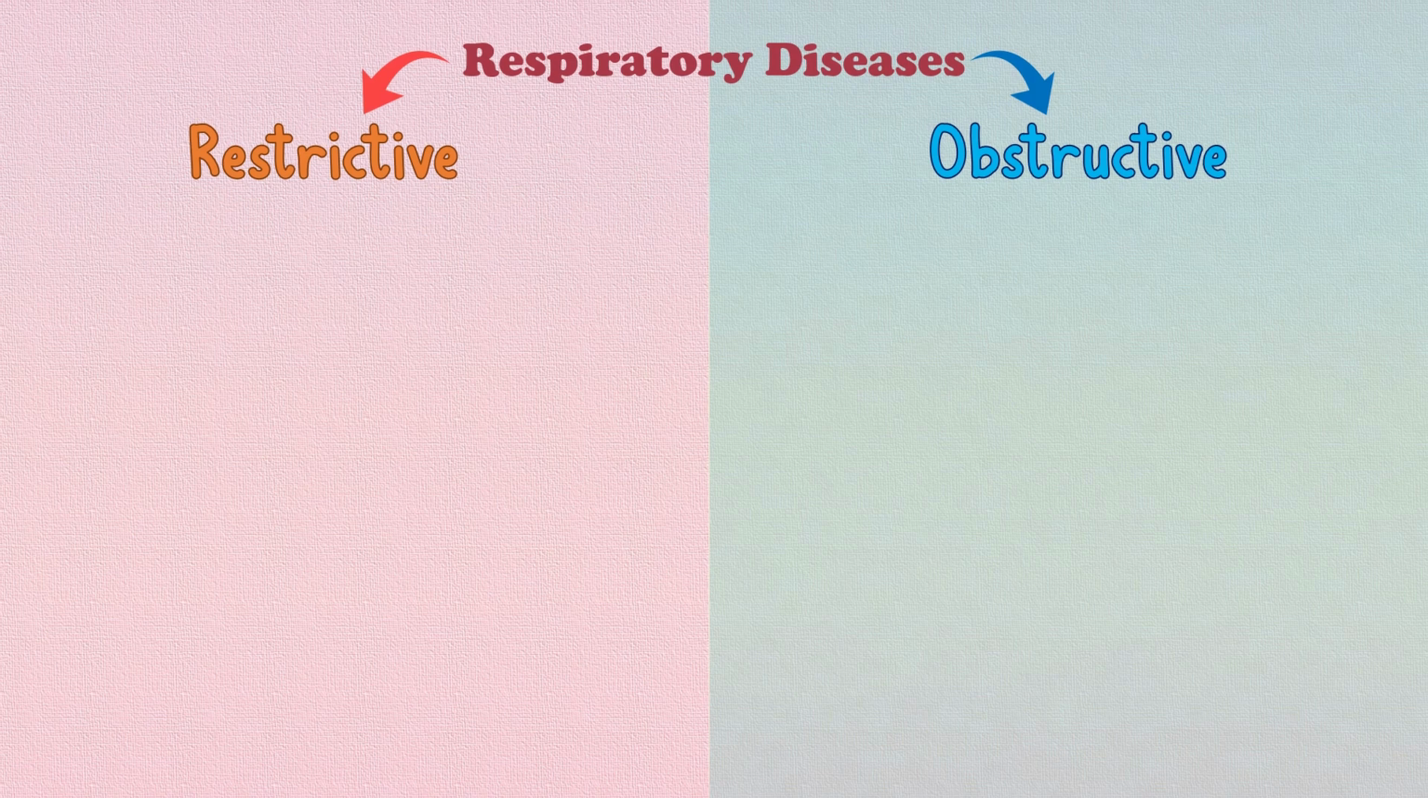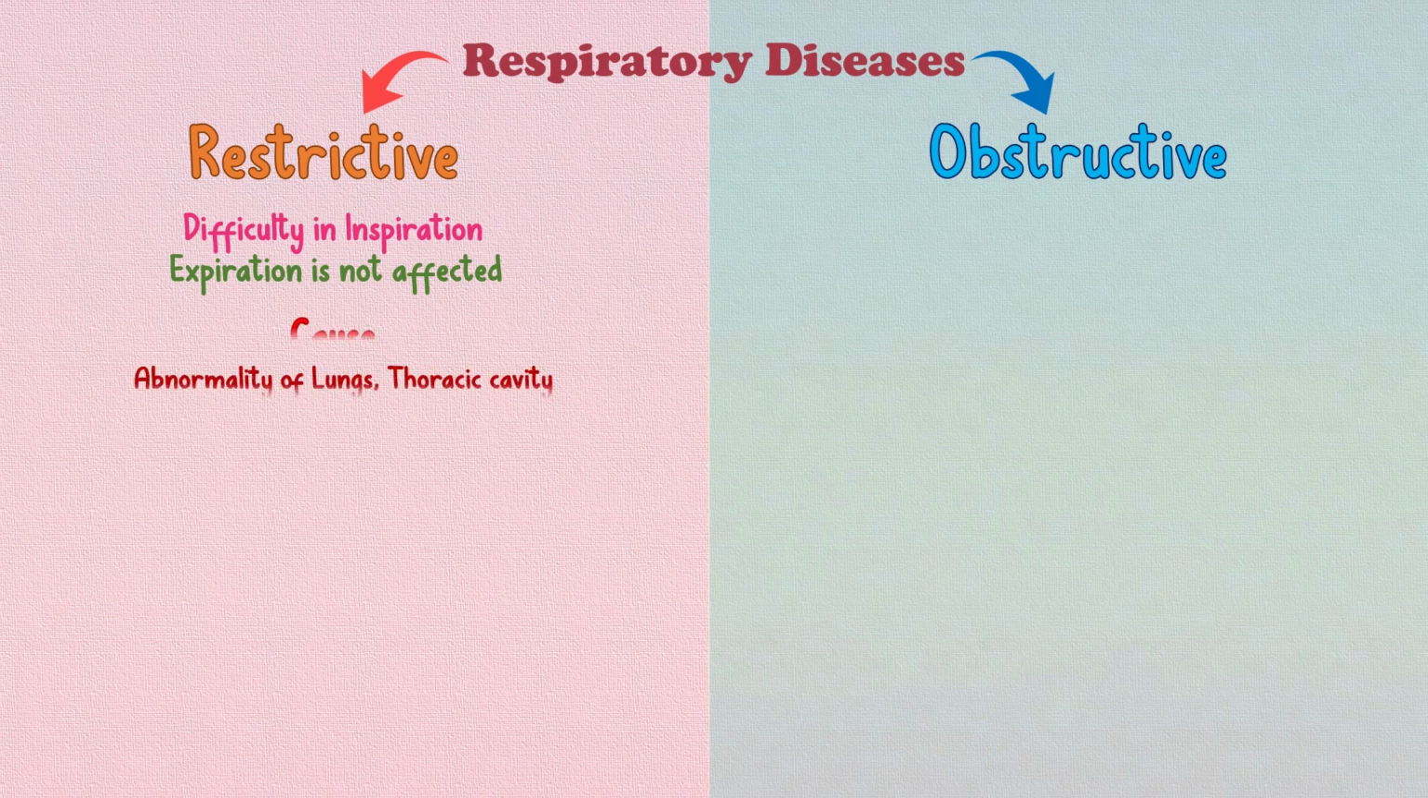Now, restrictive respiratory disease is the abnormal respiratory condition that restricts a person's ability to inhale air. So, it is characterized by difficulty in inspiration, while expiration is not affected here. Restrictive respiratory disease may be caused by the abnormality of lungs, thoracic cavity, or nervous system.